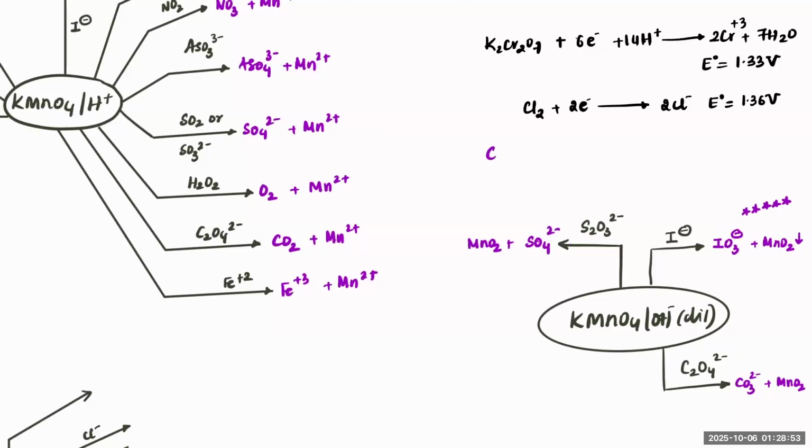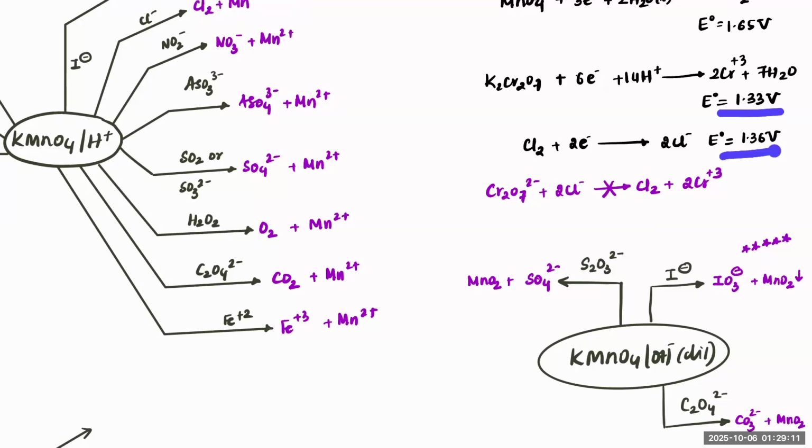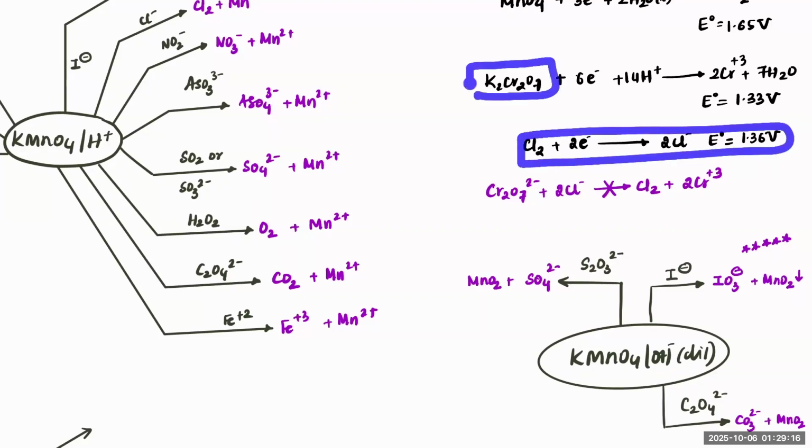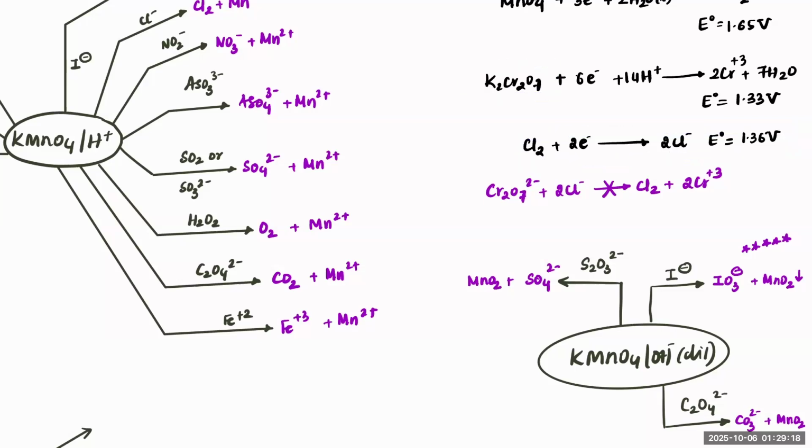That is, Cr2O7 2 minus plus 2 Cl minus converting into Cl2 and 2 Cr plus 3. Is this reaction possible? The answer is no. Why? Because as per the given values, it appears that chlorine is a better oxidizing agent than K2Cr2O7. Correct? So do you think K2Cr2O7 will have enough strength to oxidize chloride ions? No.